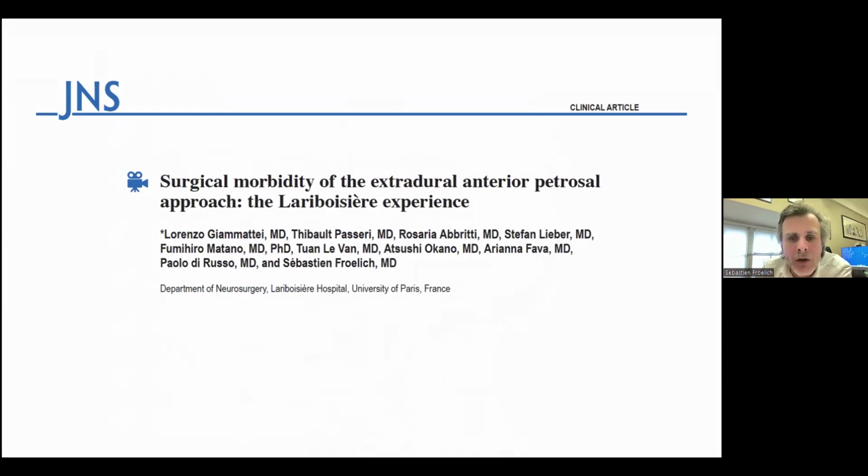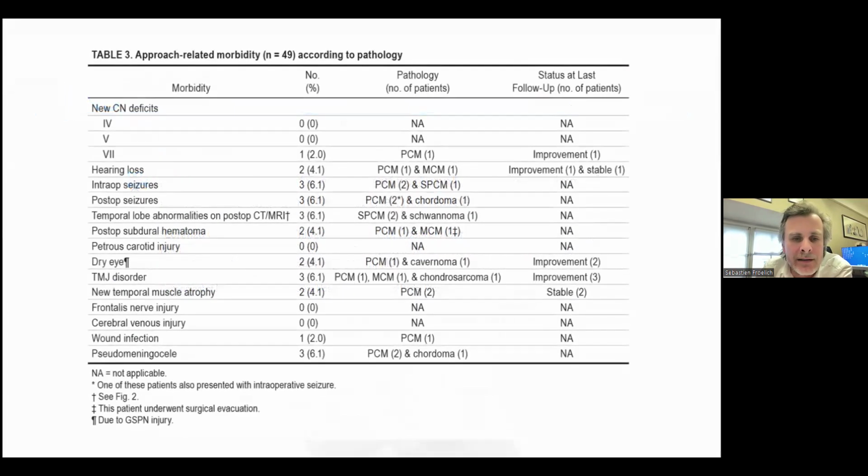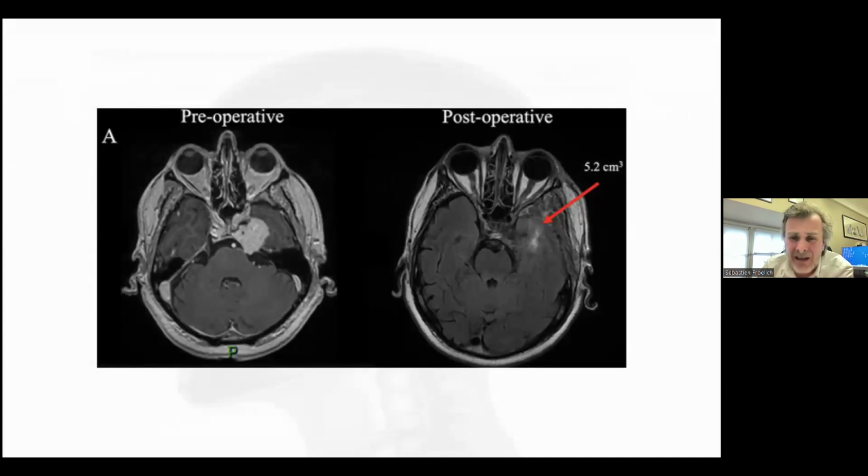piece of fat. We studied morbidity of this approach not so long ago in JNS, and we found out that there is very limited complication, but a few cases where we saw on the MRI on FLAIR. This is the only way to see if you have injured the brain is to look at FLAIR, not at T1 or T1 with gadolinium. And sometimes, yes, we see that there is injury of the temporal lobe.